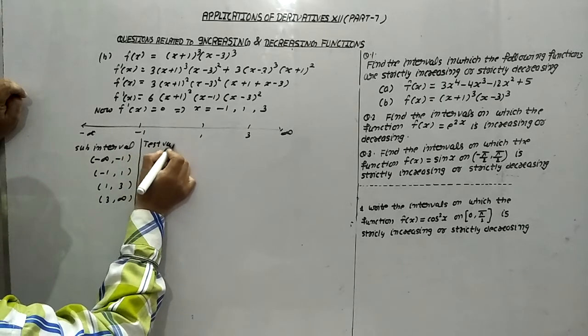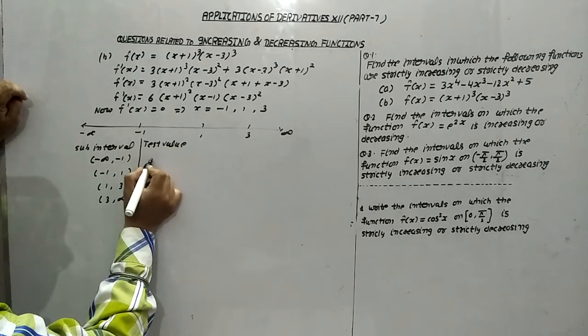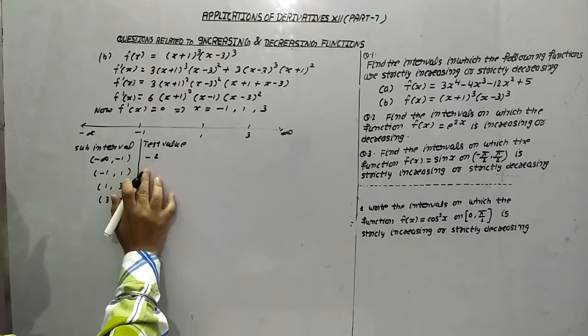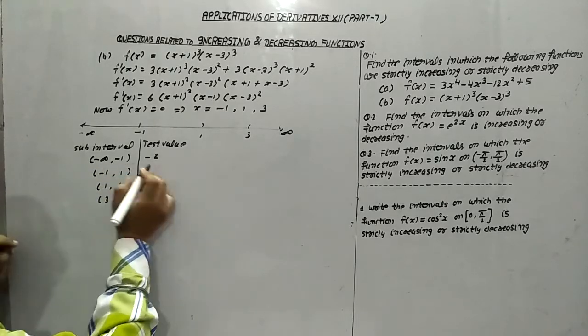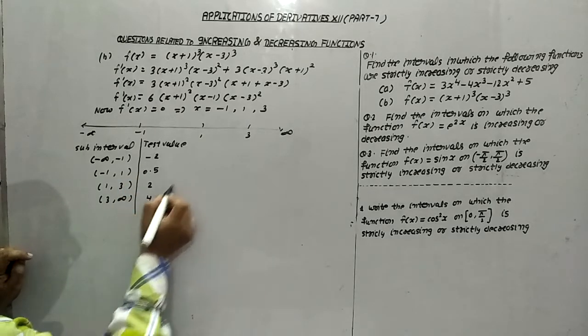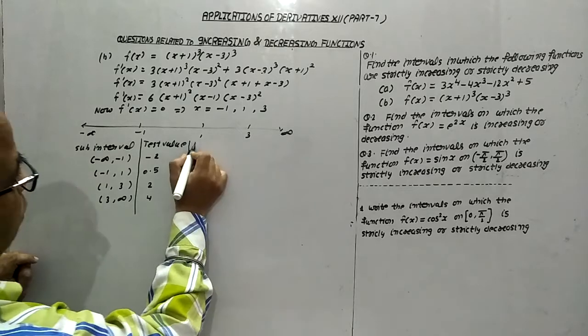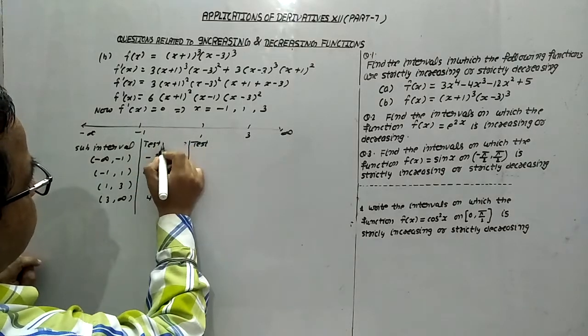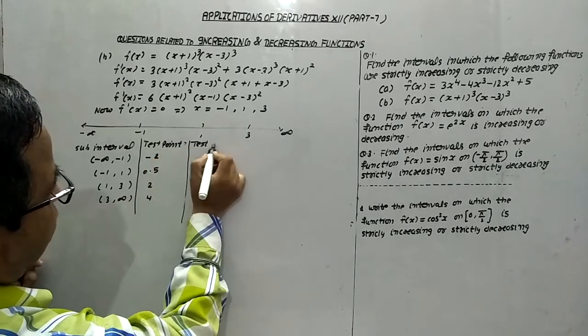For the test points, we take minus 2 for minus infinity to minus 1; for minus 1 to 1 we take 0.5; for 1 to 3 we take 2; and for 3 to infinity we take 4. Now this is the test point, and then we have the test value.